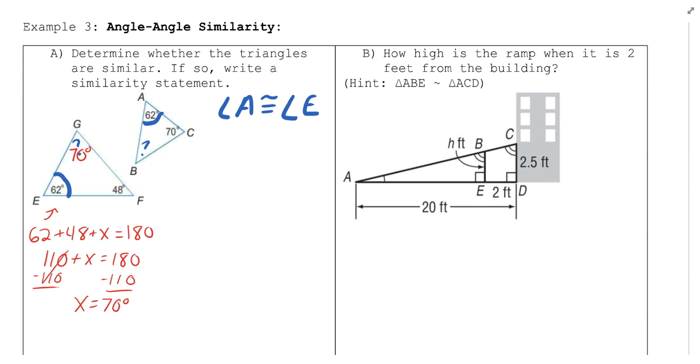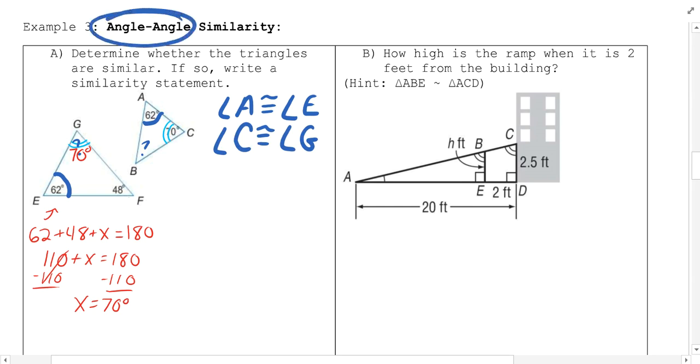And at that point, I can be done doing work because I can see that angle G is going to be congruent to angle C. So angle C is congruent to angle G. Now obviously if I did the work, I would find also that B is congruent to angle F, but I do not need to do that because it's the angle-angle similarity. I only need two angles to be congruent.